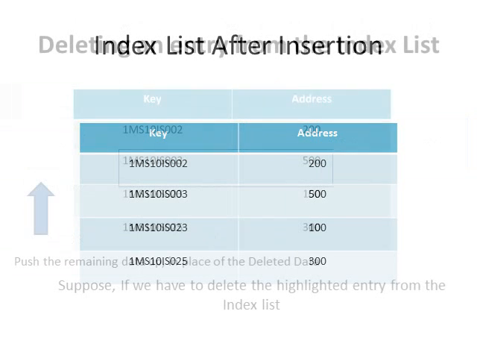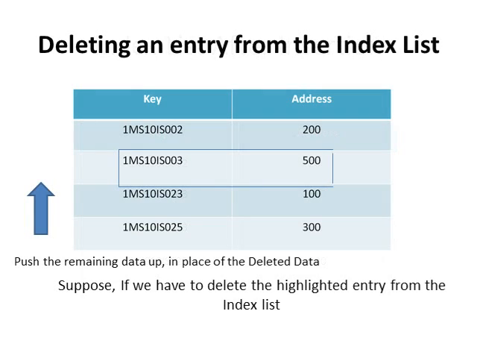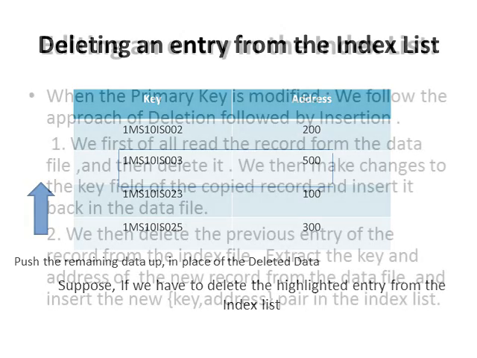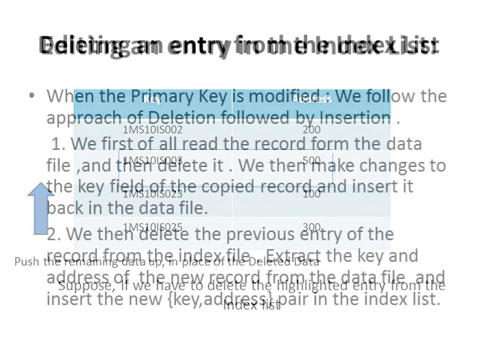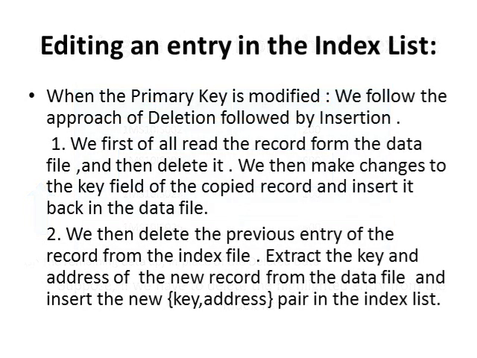When the primary key is modified, we follow an approach of deletion followed by insertion. First, we read the record from the data file and then delete it. We then make changes to the key field of the copied record and insert it back into the data file. Second, we delete the previous entry of the record from the index file, extract the key and address of the new record from the data file and insert the new key and address into the index list.